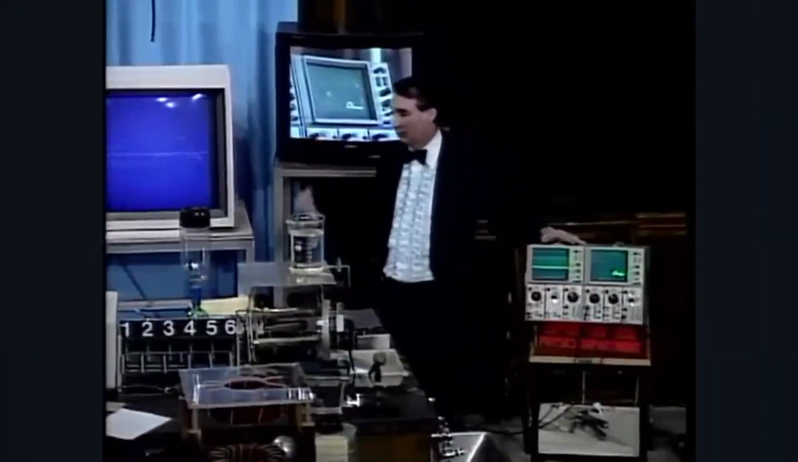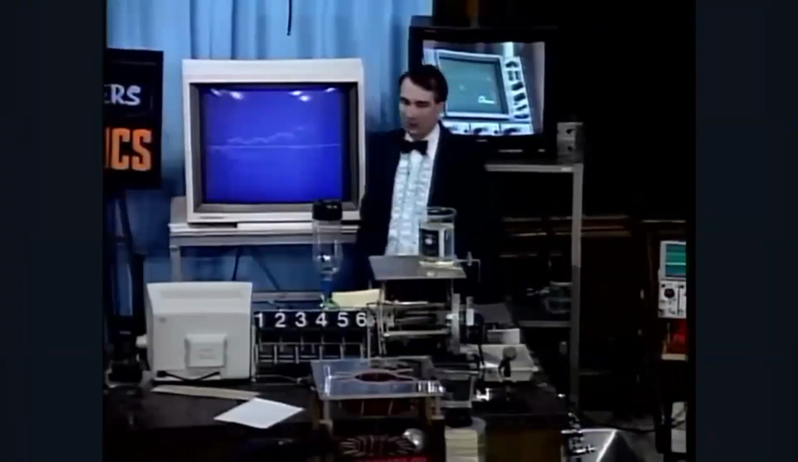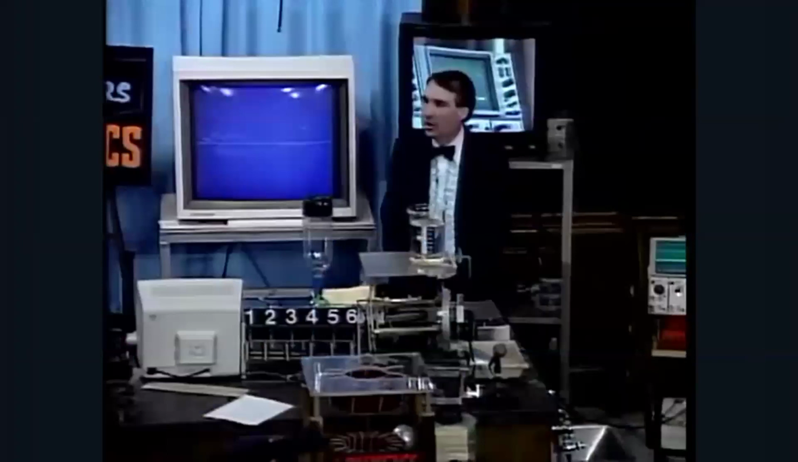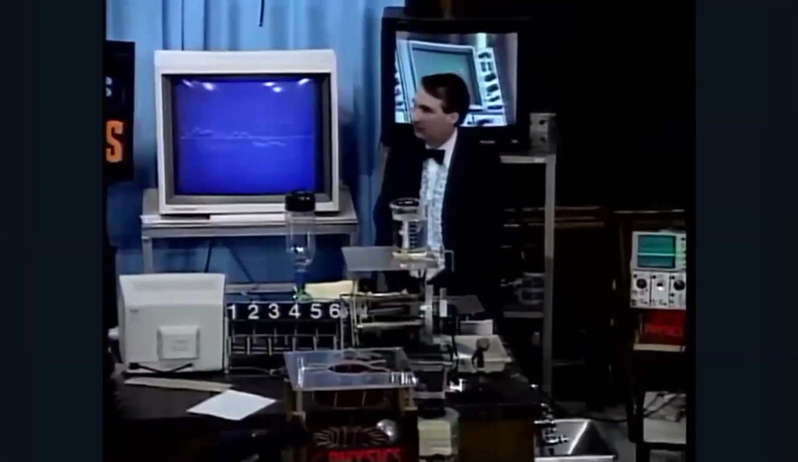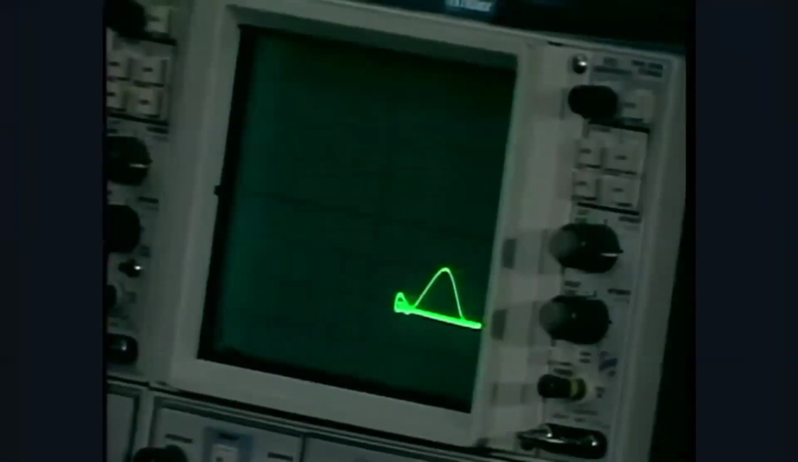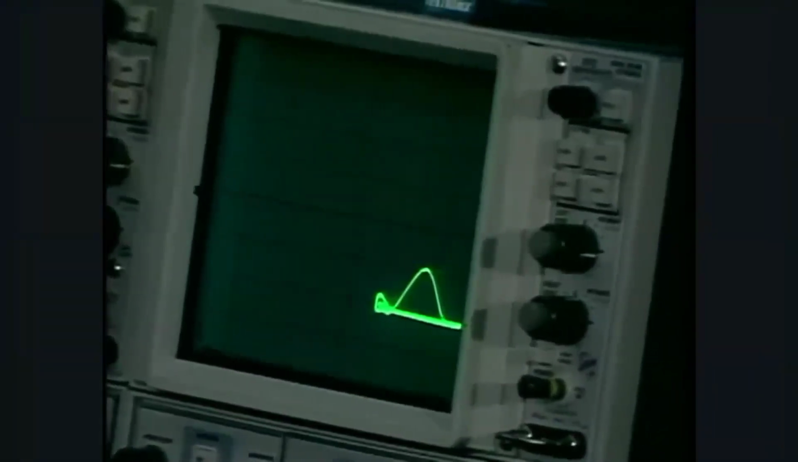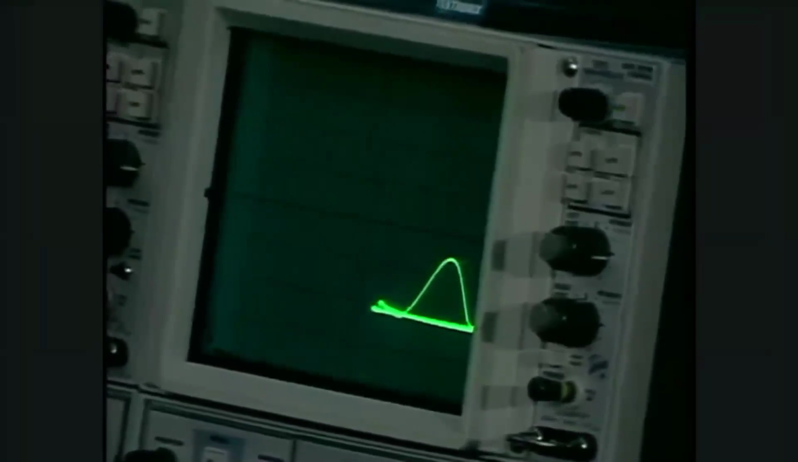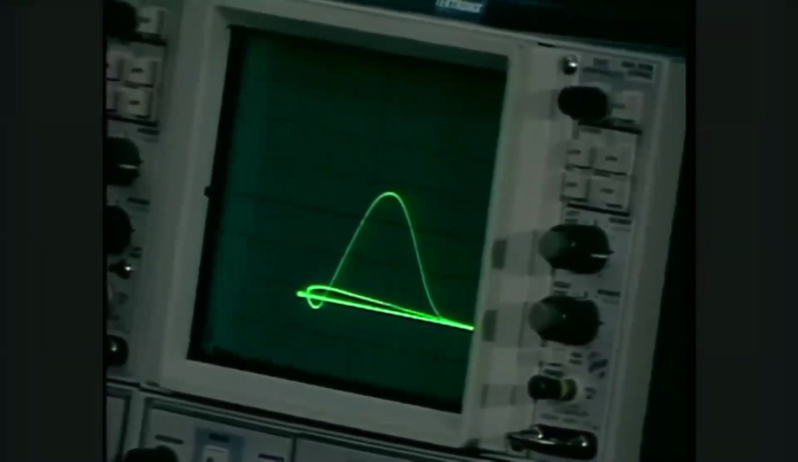This is a CRO actually, CRO, oscilloscope. You can hear a sound, isn't it?